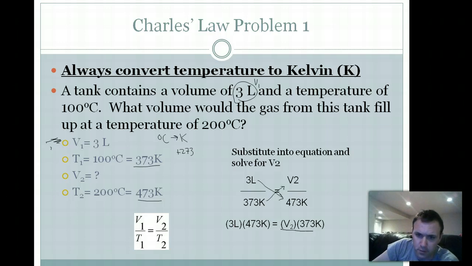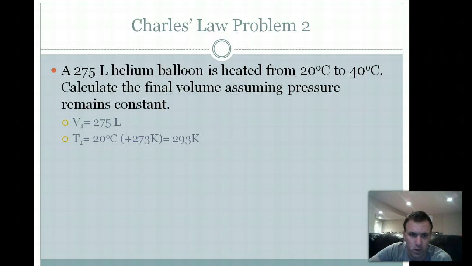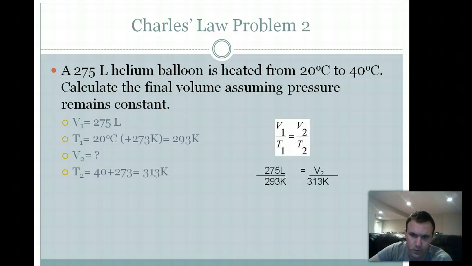And then you're going to divide both sides by 373. All right, just using basic algebra here, 373. And that gets your second volume by itself, 4 liters. We should expect that to happen. Our temperature went up, our volume went up. So there we go. Here's another problem: 275 liters, 293 K, 313 substituted in.